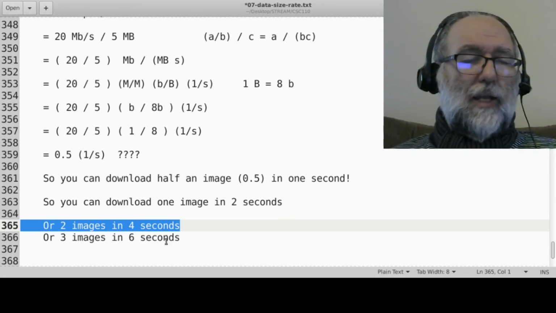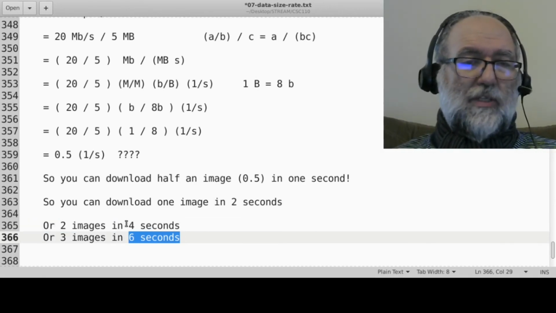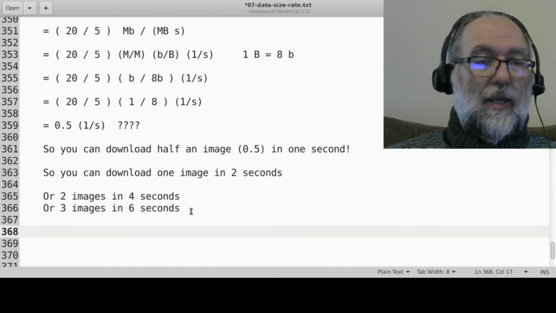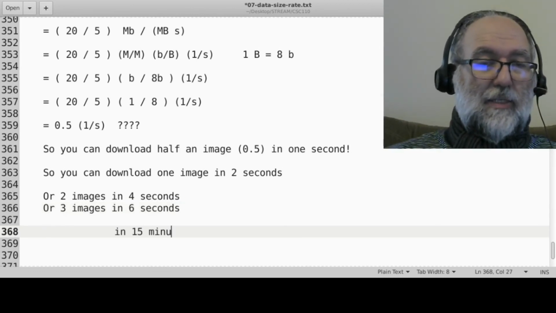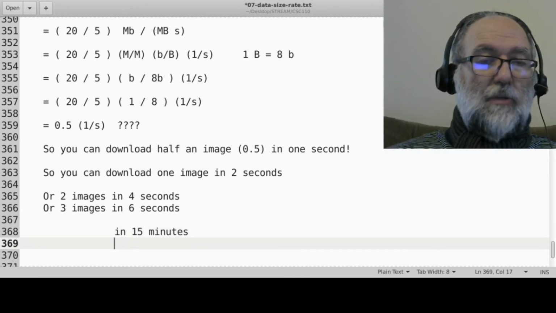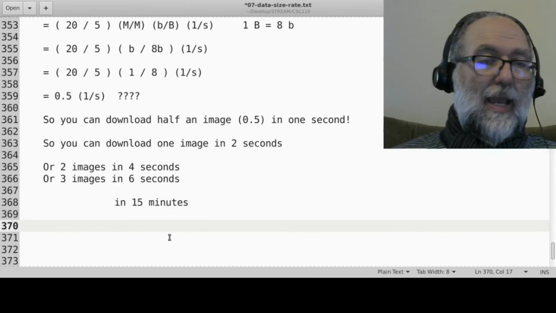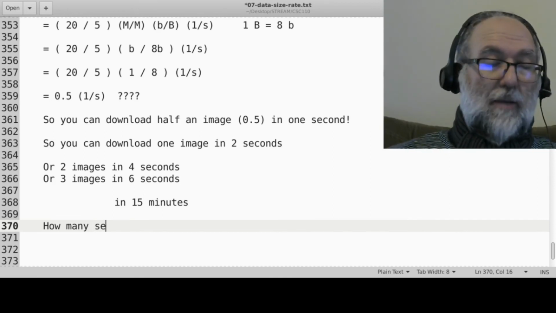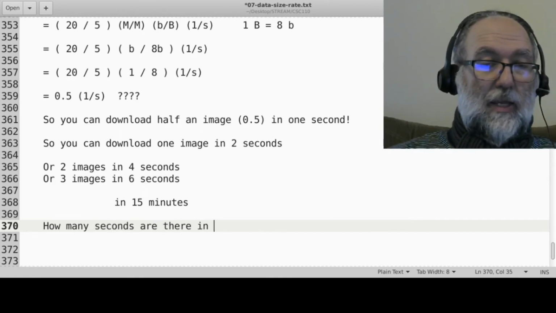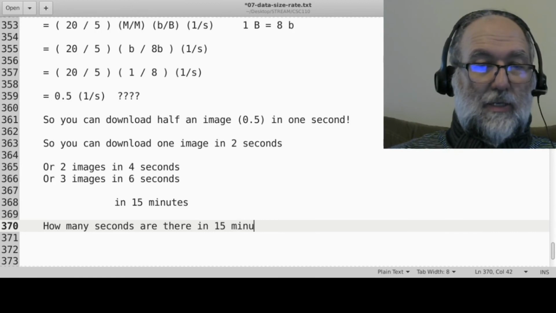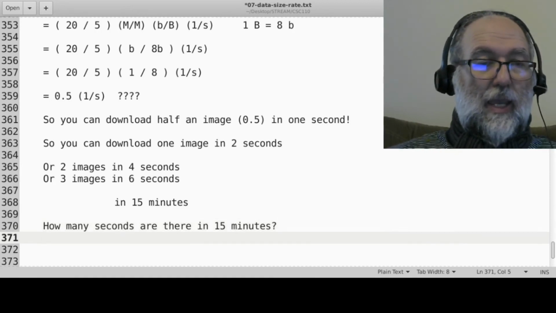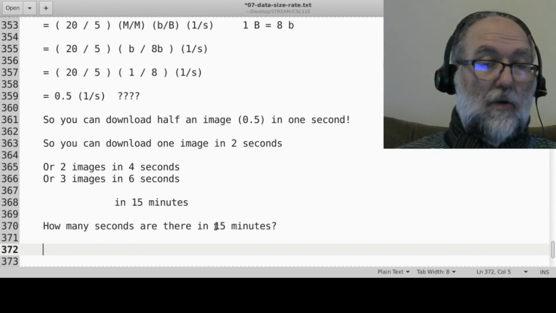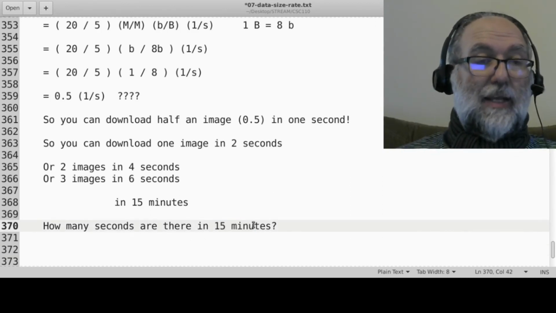Okay. Now we don't want to do it for 4 seconds, or 6 seconds, or whatever. We want to do it in 15 minutes. And you go, well, how do you do that? Well, you just say, how many seconds are there in 15 minutes? Okay. And to do that, you do basically a conversion. All right. You convert from minutes to seconds.